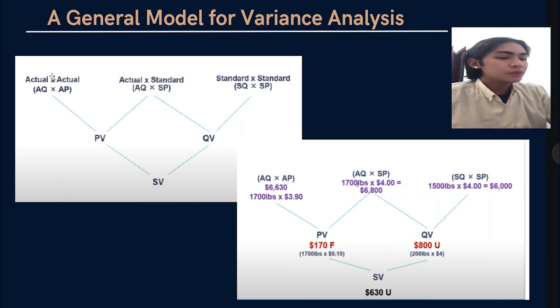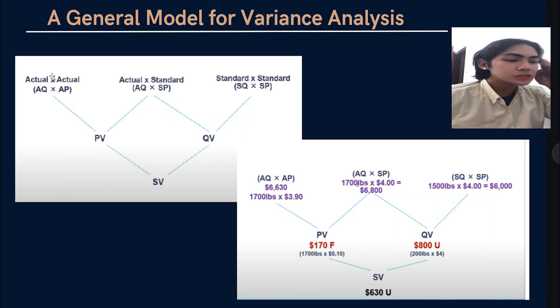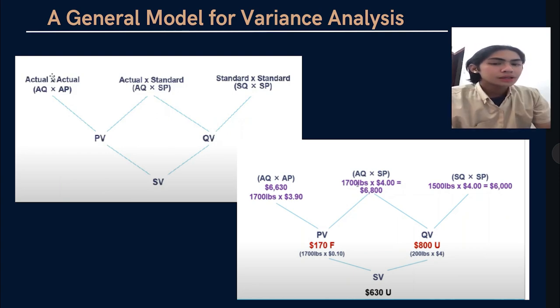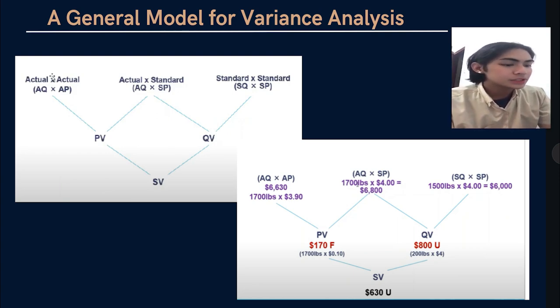After reading the problem, we need to find the AQ, AP, SP, and SQ. AQ is 1,700 pounds. AP is 3.90 per pound. SP is 4 per pound. And SQ is 1,500 pounds. After finding the variance, we need to use multiplication again. AQ times AP, AQ times SP, and SQ times SP.